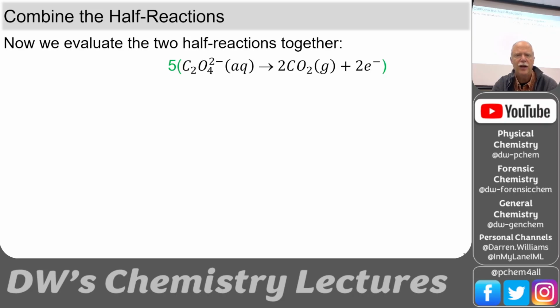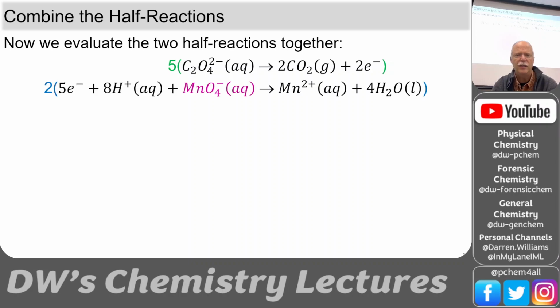We evaluate the 2 half reactions together, and this is when we need to get them to handshake. So we're producing 2 electrons from the top reaction, and we need 5 for the bottom. So we're going to multiply the top reaction by 5 and the bottom reaction by 2. Since we can't get 2 to go into 5, we're going to have to come up with a common multiple, and so that would be 10.